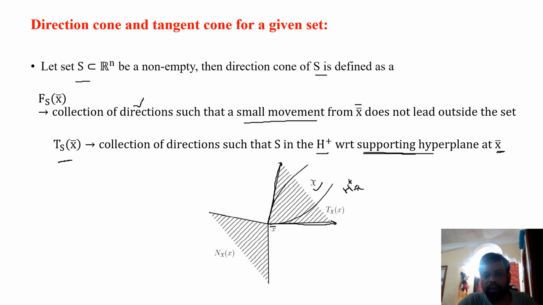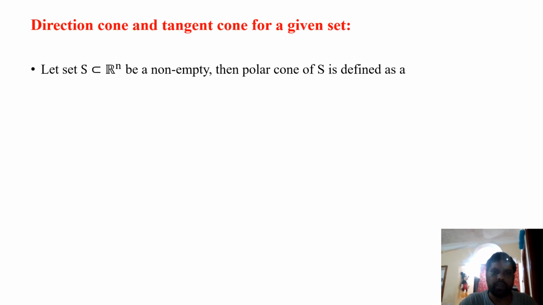So here we have taken only one extreme point, boundary point. You can take a variety of boundary points. Now with respect to the same boundary point, we can define the normal cone as well. I will give the definition of the normal cone in the next slide. Here I am giving the algebraic definition of the tangent cone. So what is the algebraic definition of the tangent cone?